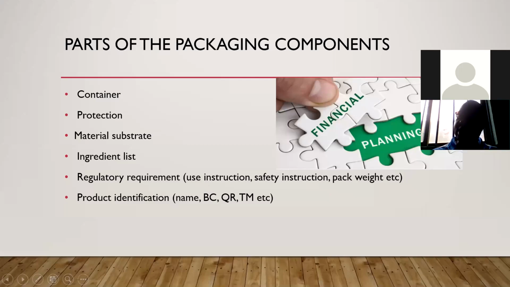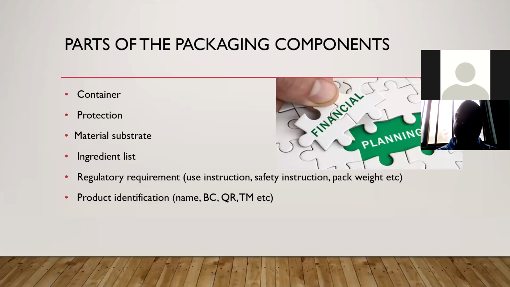You need to list your ingredients. People want to see what the contents of your product are. Then the regulatory requirements. The instruction is very critical. Safety instruction is very critical. Pack weight is very critical. People want to see it and many more. Everything needs to be present on your packaging items. Those are part of the components of the packaging.